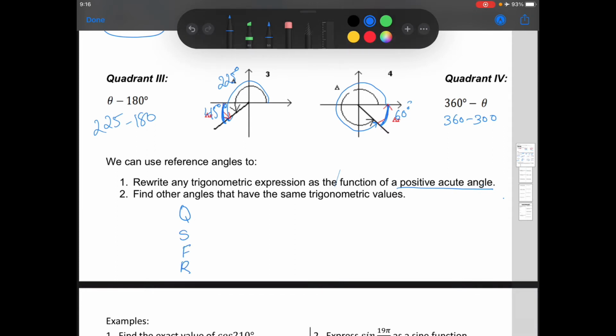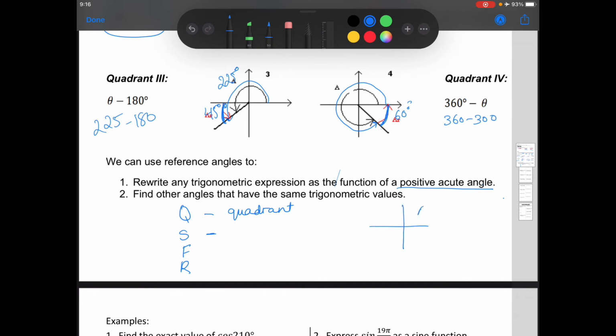That's going to help you do these questions. What does that mean? Anytime you're given a question like that, to find an exact value of any number, you first find the quadrant. So Q stands for quadrant. Let's write that down. Quadrant.